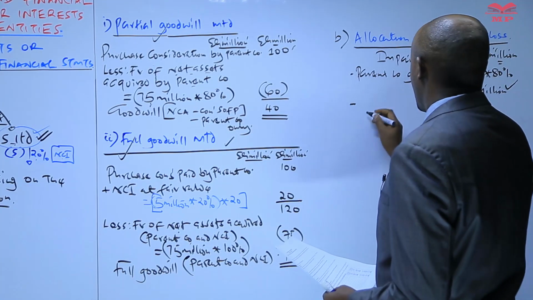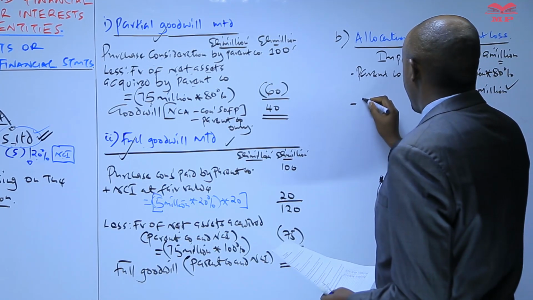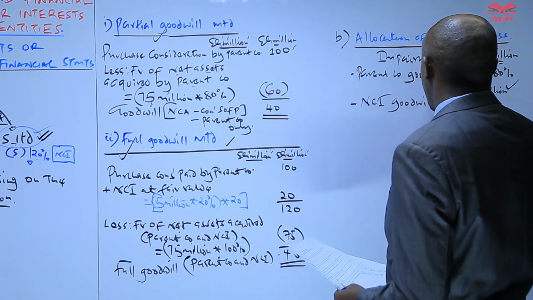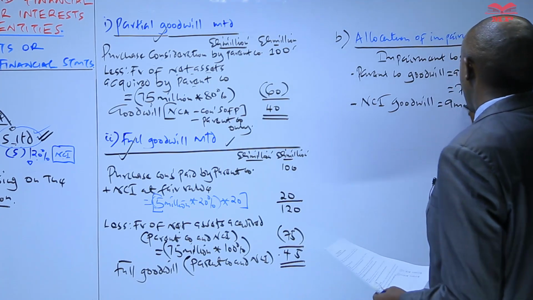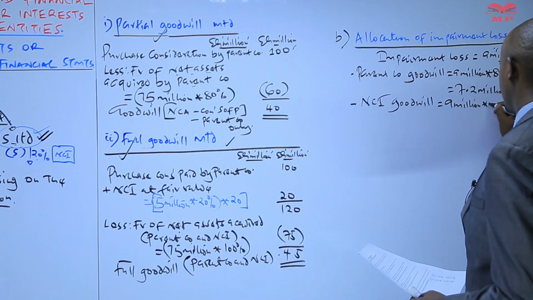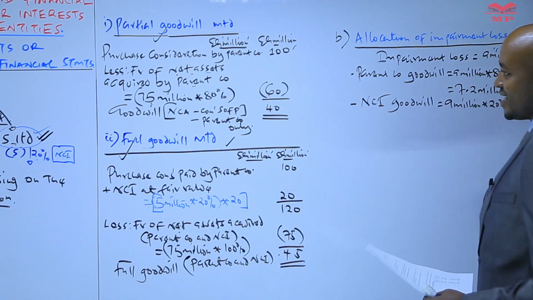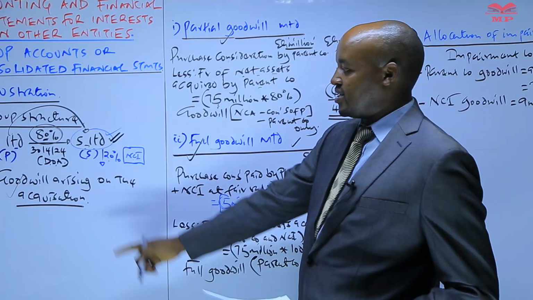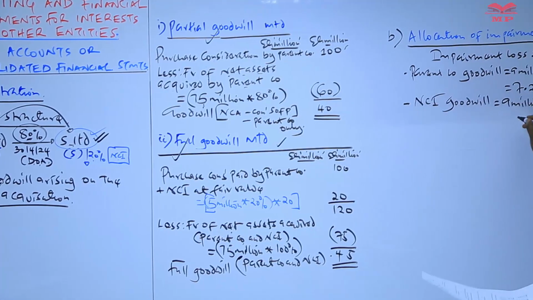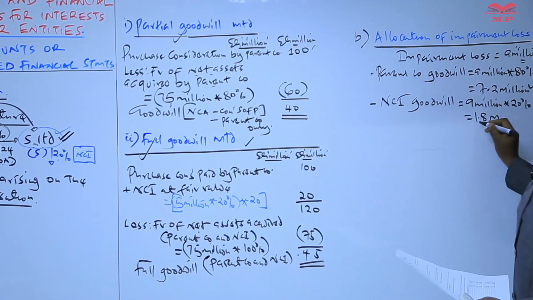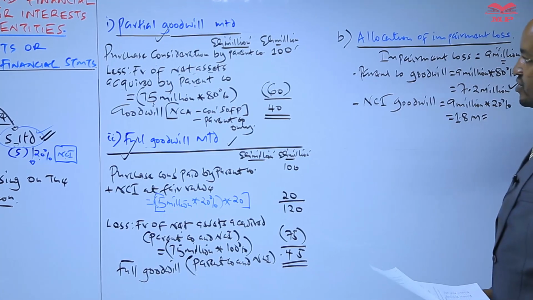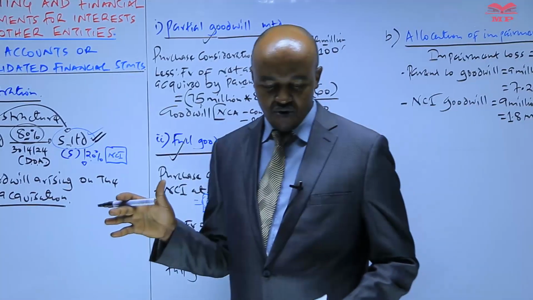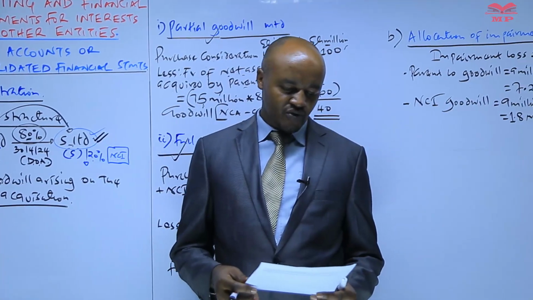And then we also show the amount of impairment loss to be allocated to the NCI goodwill, which will be equal to the full amount of impairment loss, 9 million, times the percentage NCI. Percentage NCI here we are talking of 20%. So this will give us 1.8 million.